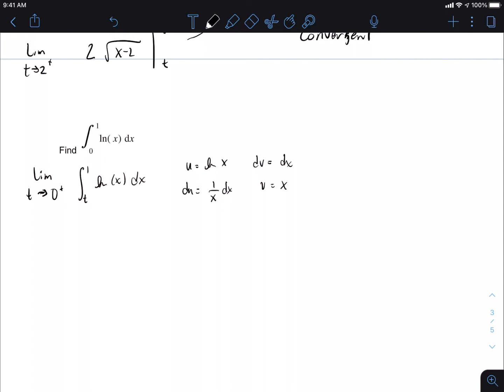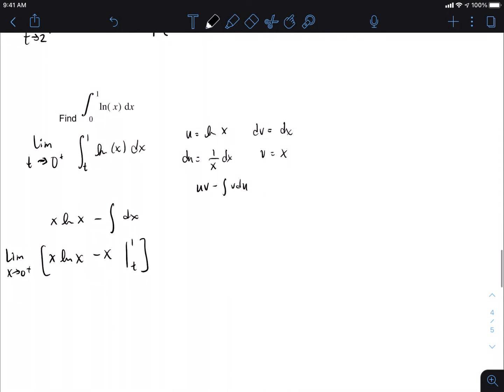So I know that it's supposed to be uv minus the integral of v du, and I'll write the rule just so you guys know. So I'm going to get x ln of x minus the integral of dx, right? Because 1 over x times x is going to cancel. I'm going to get a 1, so it's just dx. So this is going to be x ln of x minus x. But now I'm going to apply the values. It's going to be from t to 1, and I need to remember that my limit is as t goes to 0 from the right. Agreed? Agreed.